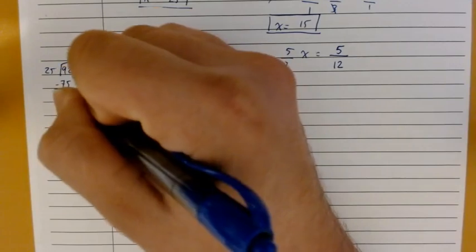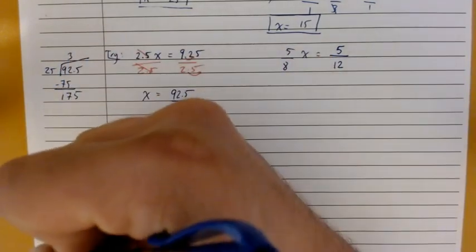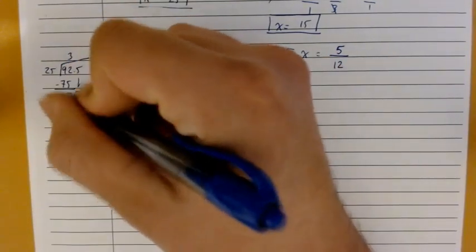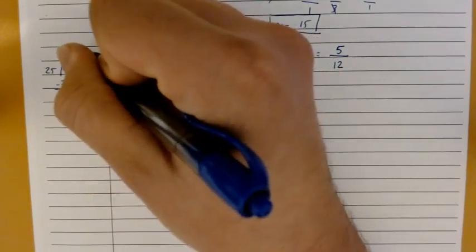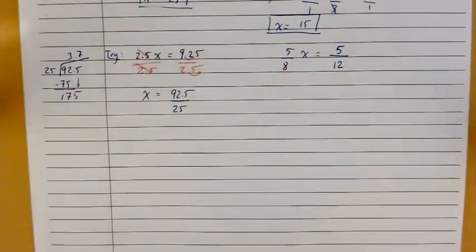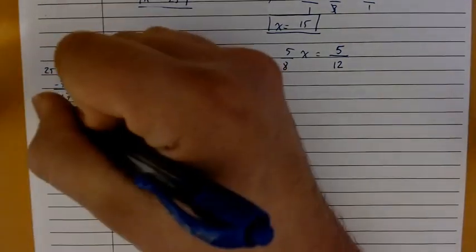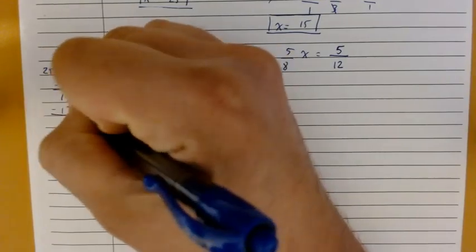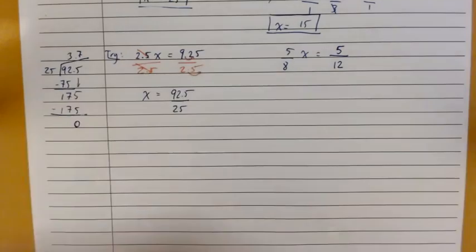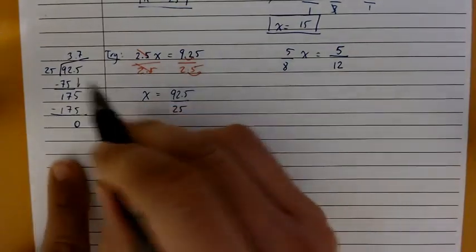And then you take your 5, bring it on down. Okay. So now 25 goes into 175, it looks like 7 times. 7 times 25 will give us 175. Subtract, and you have no remainder. So here you end up with 3.7.